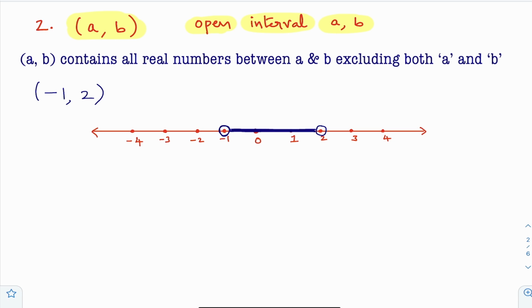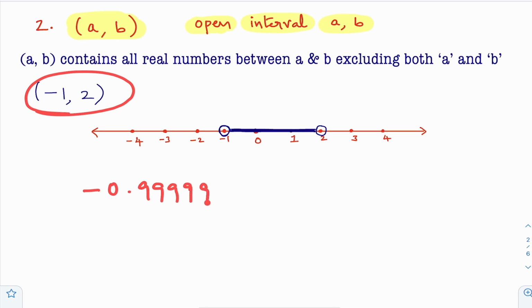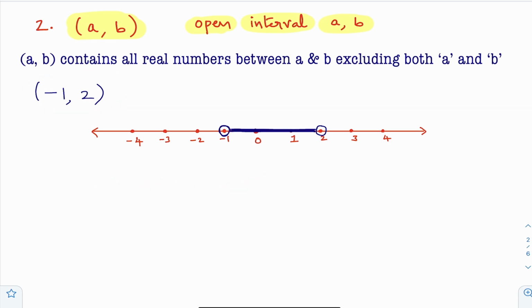Now my question is, is minus 0.5 in this interval? Minus 0.5 will be somewhere here on the number line. Yes, minus 0.5 belongs to this interval. Is minus 0.99999 in this interval? Yes, minus 0.999 will come somewhere here, right? So that is in this interval. Now, is minus 1 present in this interval? No, both these two numbers are excluded. Minus 1 is excluded, 2 is also excluded.